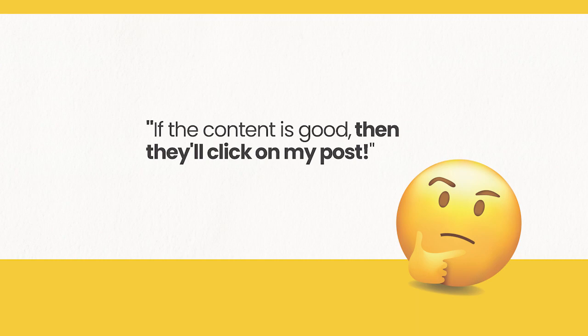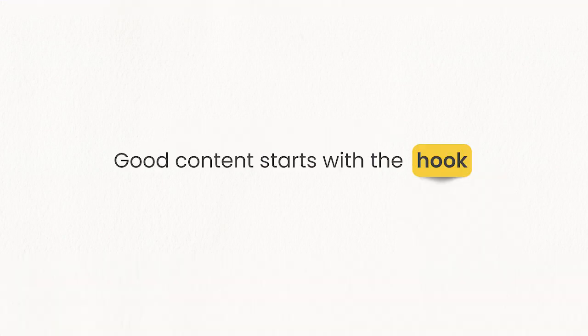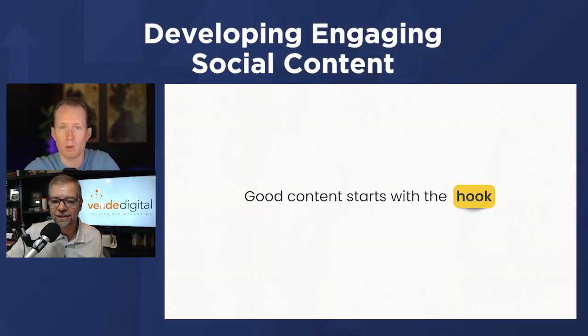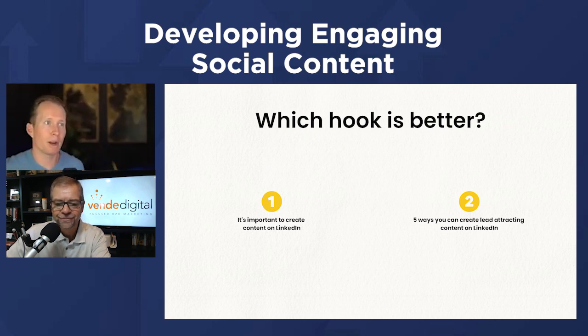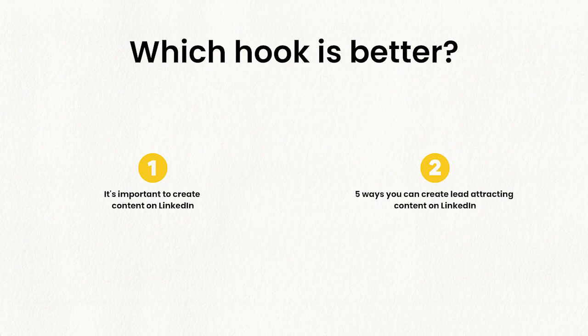So if the content is good, then they'll click on your post, right? So long as it's good, no matter what. It can be just like John Doe is putting in there, great content, they'll click on the post. Well, not exactly, because good content starts with the hook, your first line. And I think many of you in marketing know this quite well. So my question for you here is, which one is the better hook? Hook number 1 on the left, and I have 3 questions. We're going to go through this. Feel free to just throw it in the chat.